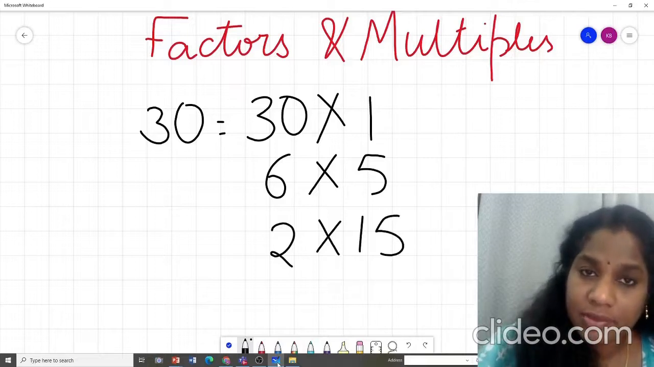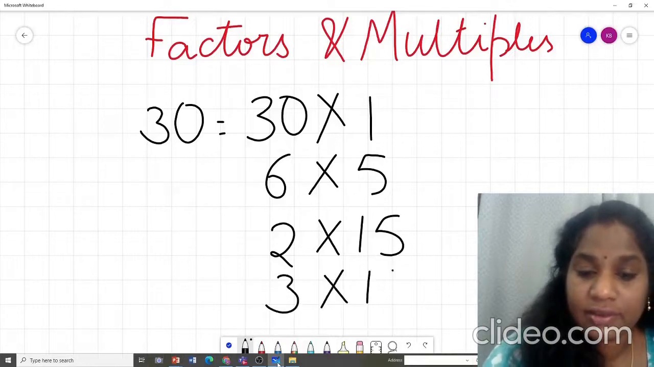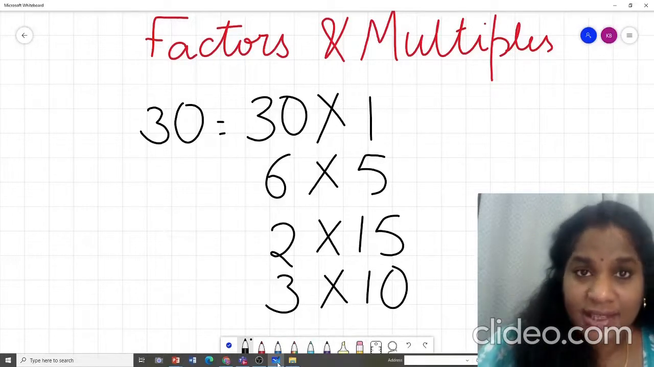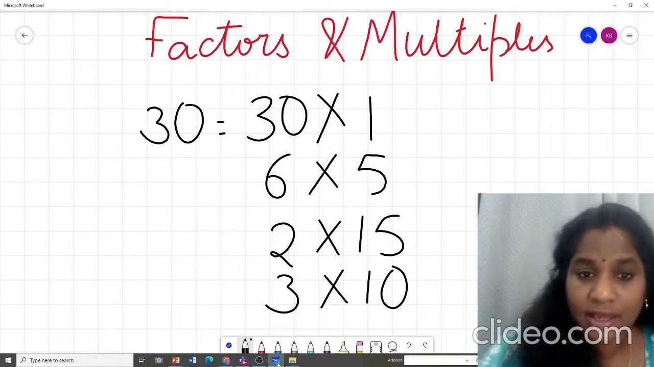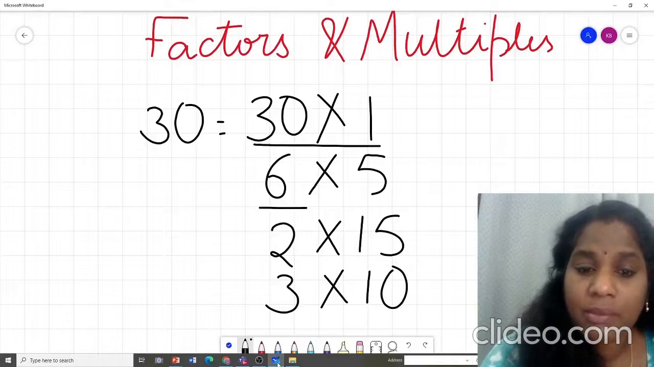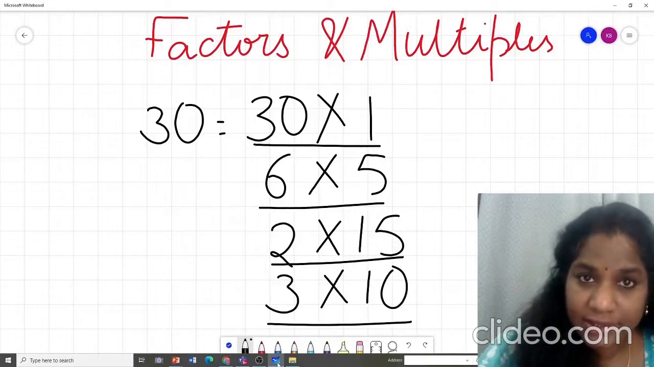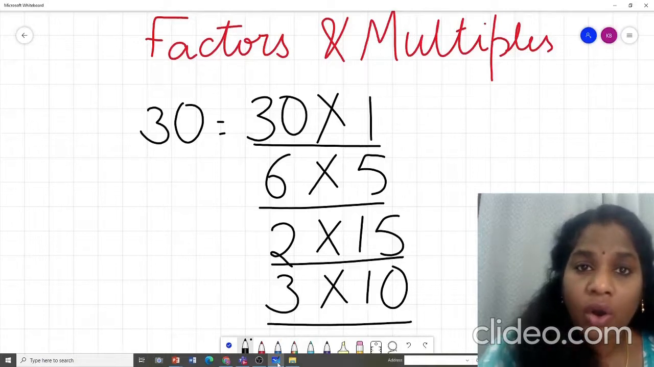Does it come in 3's table? Yeah. 3 into 10. Any other table that you can think of? No. These are the tables in which 30 comes. Or in other ways, you can say these are the pairs which when multiplied gives you the number 30. Is that correct? So what can I say? 30 and 1 or 6 and 5, 2 and 15, 3 and 10. All these numbers are factors of 30.